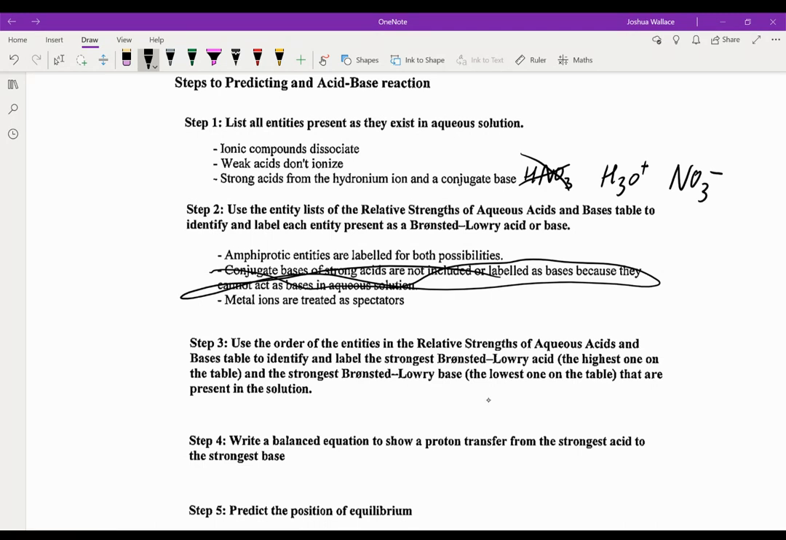Step 2, we use the entity lists of the relative strengths of aqueous acids and bases table to identify and label each entity present as a Bronsted-Lowry acid or base. So amphiprotic entities are labeled for both possibilities. Metal ions are treated as spectators.